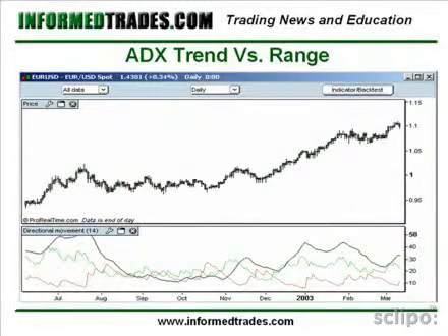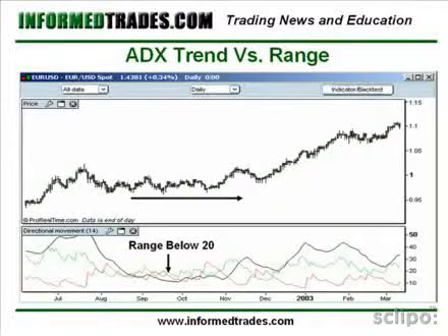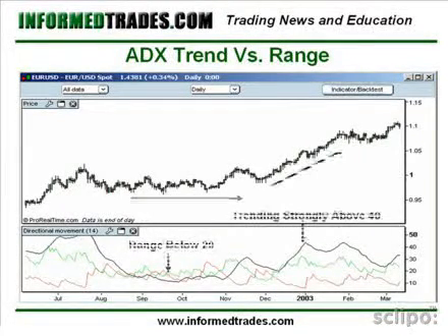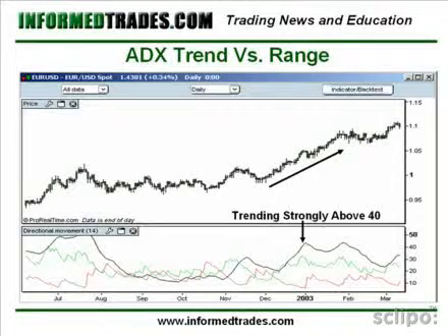When the ADX line is above 40 and rising, this is indicative of a strong trend, and when the ADX line is below 20 and falling, this is indicative of a ranging market. So you can see here it's below 20 and the market is ranging there, and there it's above 40 and the market is trending strongly. Just for your knowledge, some people will put that 40 number at 30 for the strong trend. Some people will say you can start looking to trade trends above 25. There's a lot of debate as to what's the best number to use there.